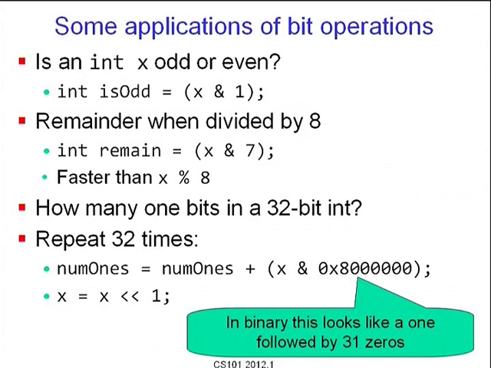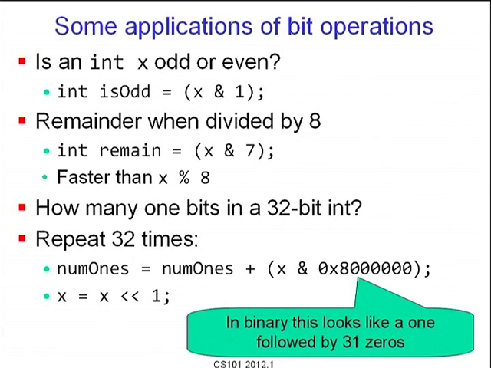So the summary is that this form of right shift with sign bit injection from the left will correctly give you division by powers of 2. But you of course lose the fractions because these are not fractional numbers. So there are many applications of bit operations. For example, to test if an integer is odd or even.